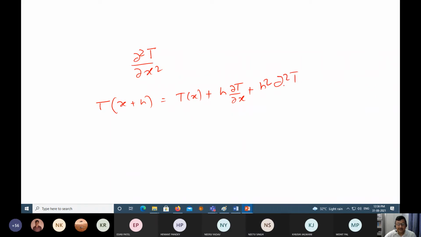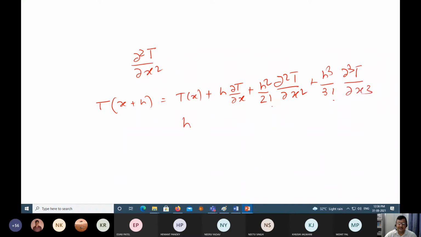Del square t by del x square. Correct? Correct. Is that h square by 2? Fantastic. h square by 2 del square t by del x square, right? And then you have h square by 2 factorial, correct? And then h cube by 3 factorial del cube t by del x to the power 3.